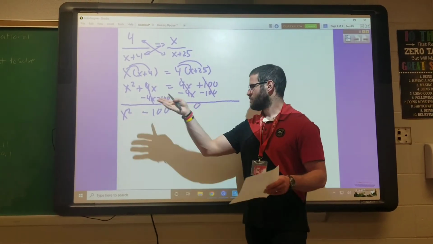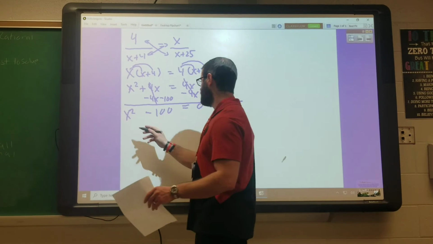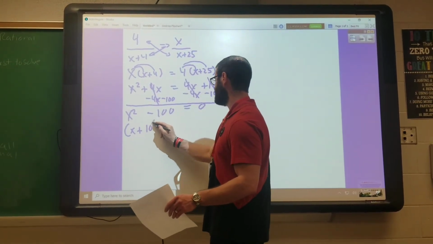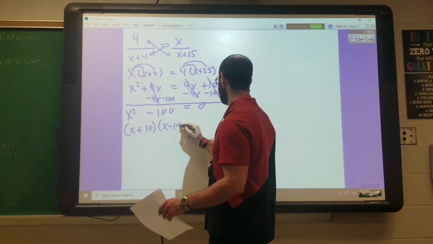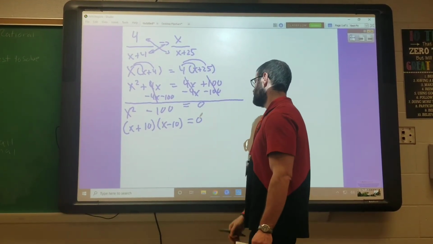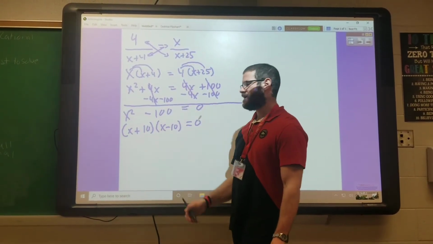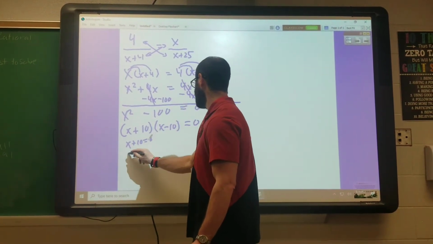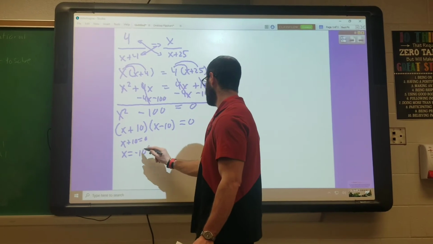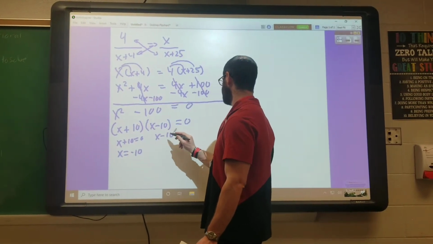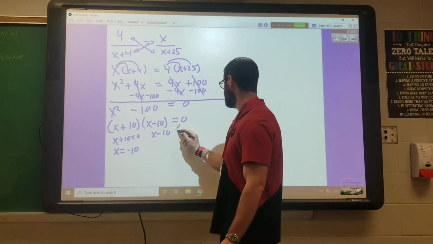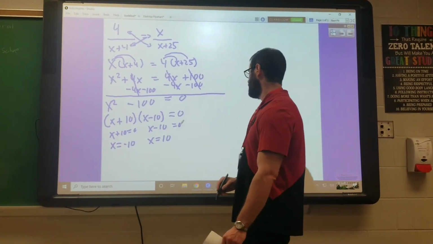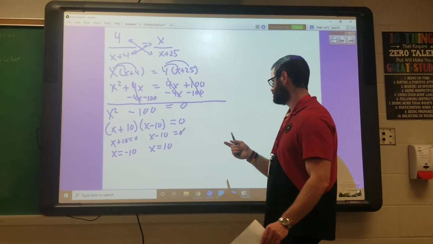Okay, and that's 10. Remember, when we factor a difference of squares, it's always x plus the square root of this number. So x plus 10, x minus 10 equals 0. X plus 10, when I set it equal to 0, gives me a possible solution of negative 10. When I set x minus 10 equal to 0, remember, set each factor equal to 0, that gives me a possible solution of 10. All right, remember, I need to check these now.